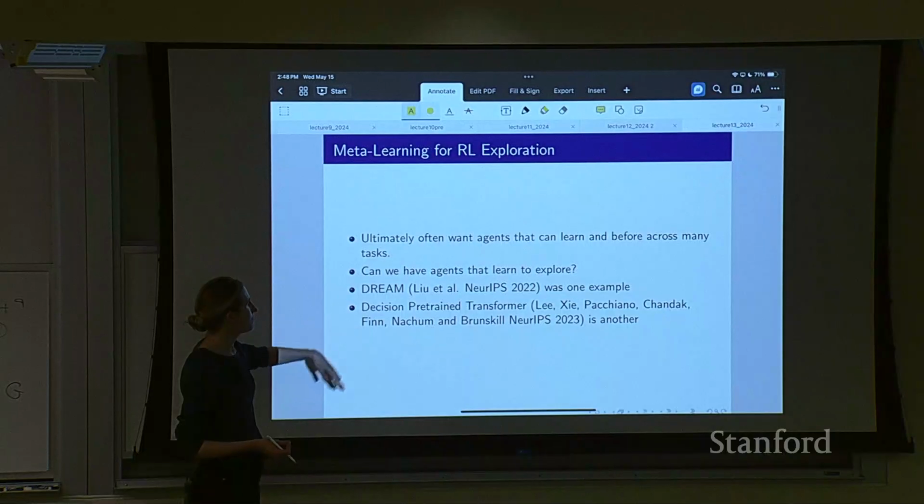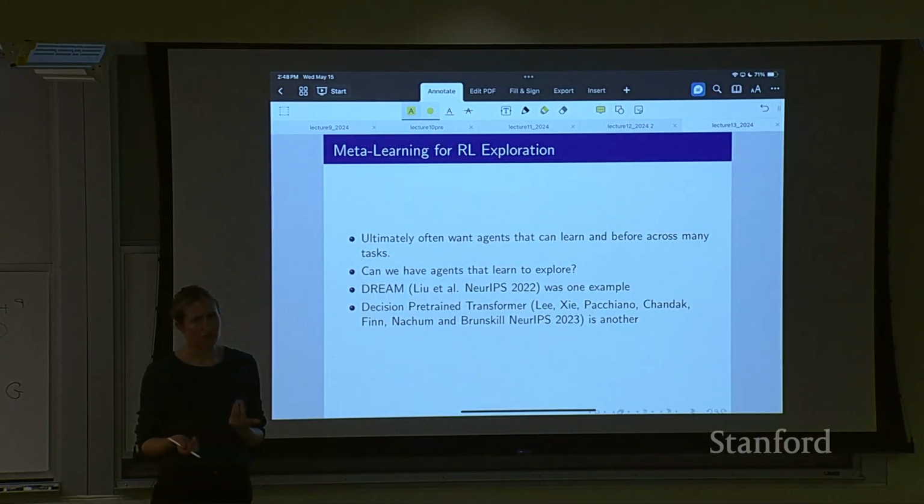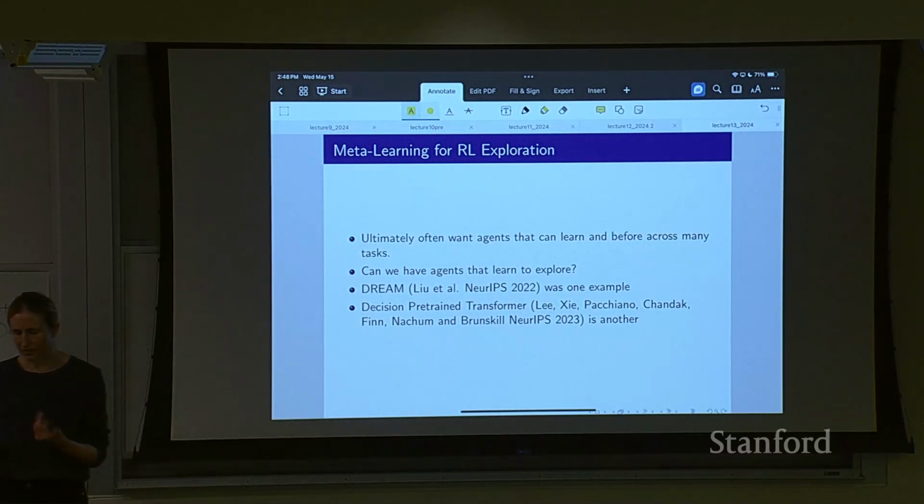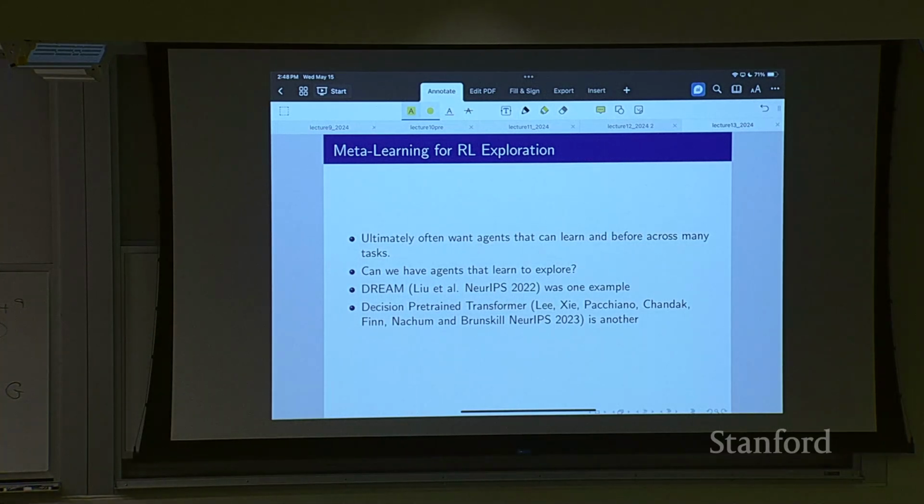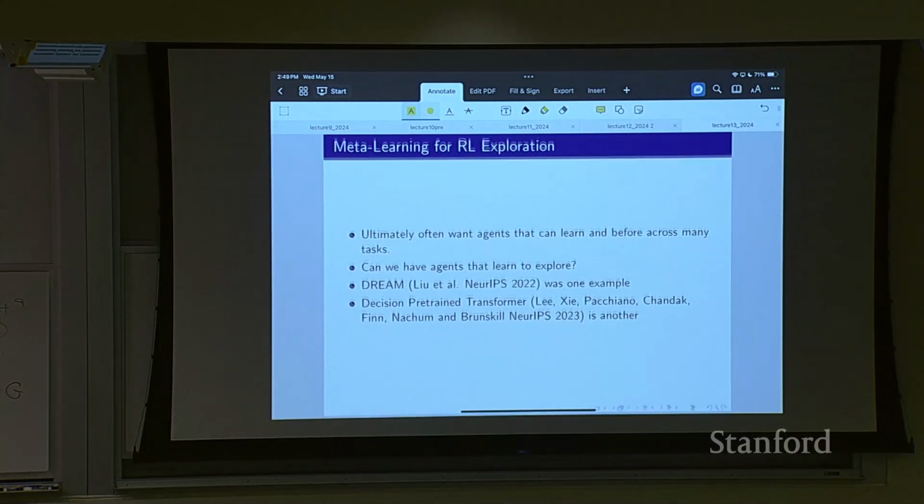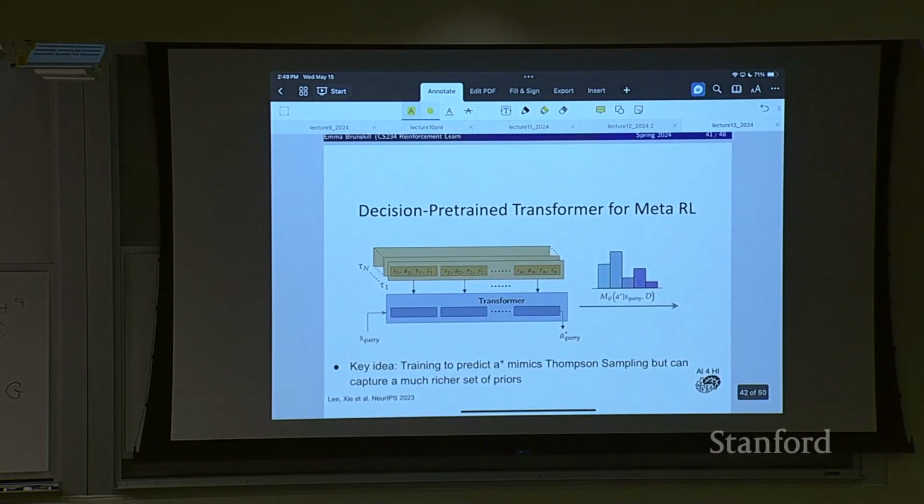Similarly, in some of our recent work, we introduced decision pre-trained transformers. This was, again, a meta-learning case. The idea is that your agent's going to do a series of bandit problems or a series of RL problems, and we want to learn how to optimally explore in those settings. So I'll just show you briefly kind of how it works.